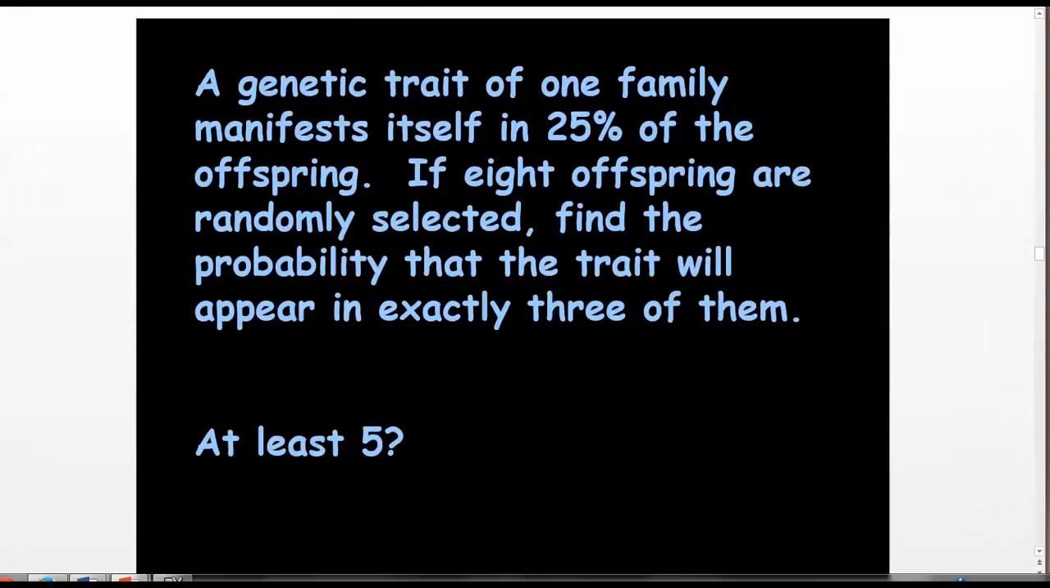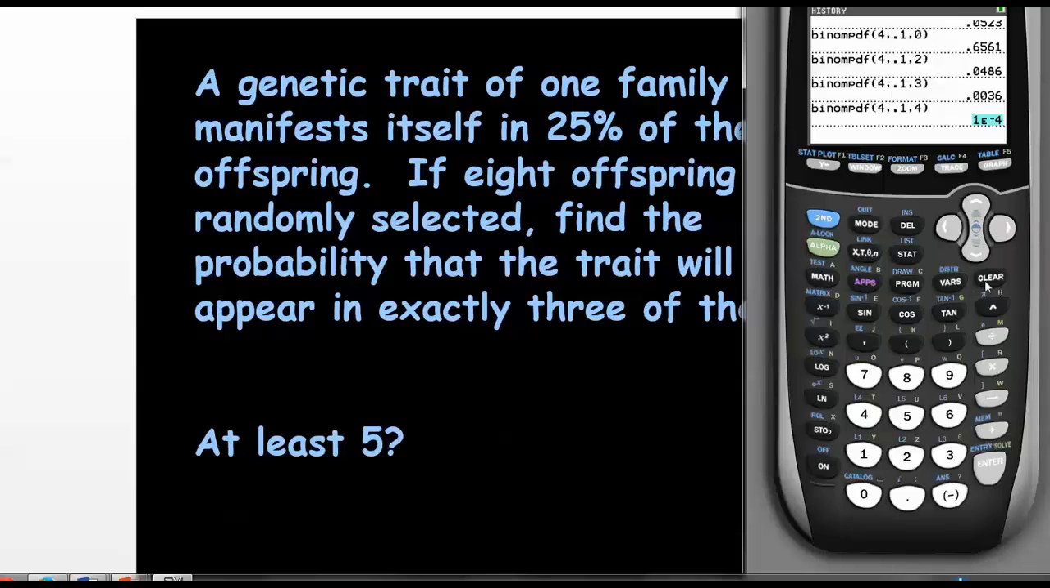Okay, so new problem. A genetic trait of one family manifests itself in 25% of the offspring. If 8 offspring are randomly selected, find the probability that the trait will appear in exactly 3 of them. Okay, so let's first clarify, are we talking PDF or CDF here. And since we're looking at exactly 3, now we're talking a PDF.